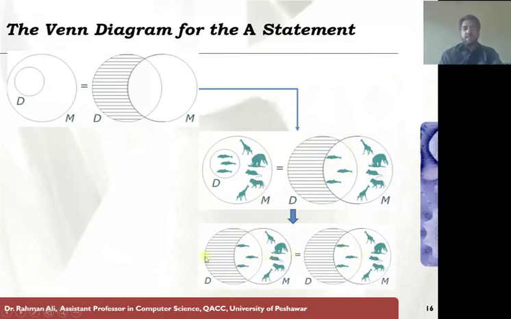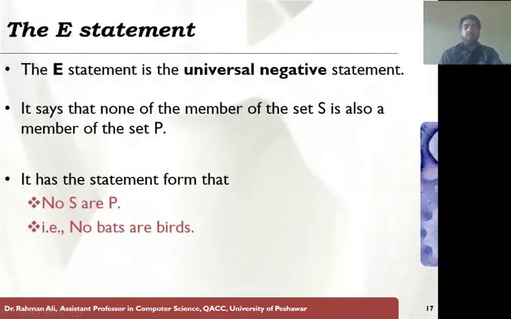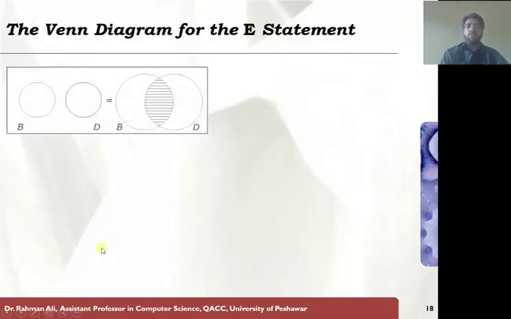Now if we look into the E statement, it's called universal negative, which we already discussed, and its representation is no S are P. Its example can be: no bat is a bird. Bird is one class, bat is another class. How can we pictorially represent it? This is bat, and this is bird, represented by D. Now we can see that these are disjoint sets.